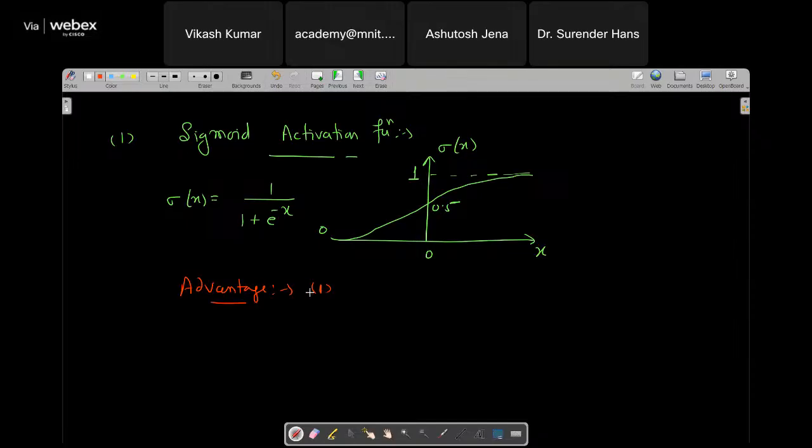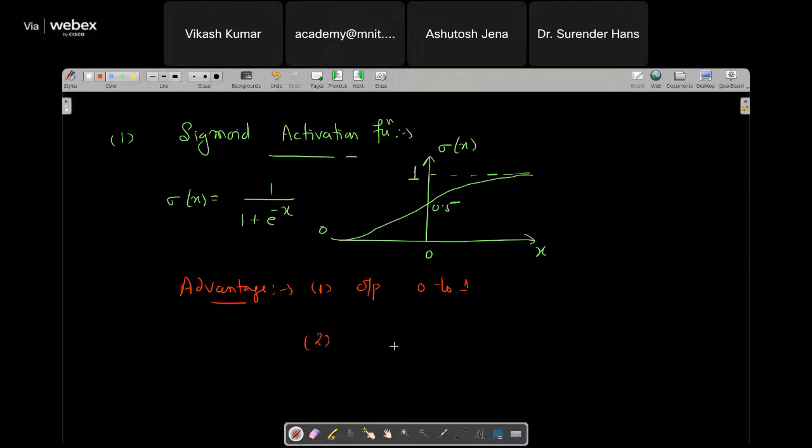Now the advantages of this sigmoid function. The first advantage is the output is in between 0 to 1. Because of this, we can use it for probability, especially in binary classification. If the probability is greater than 0.5, the sample belongs to class 1. If the probability is less than 0.5, it belongs to class 0.